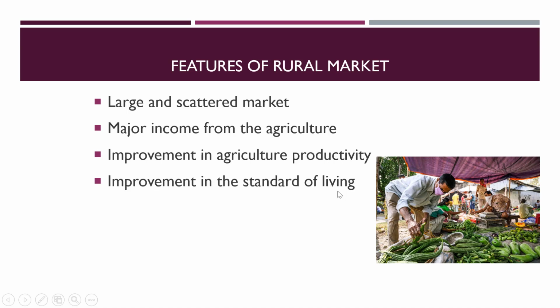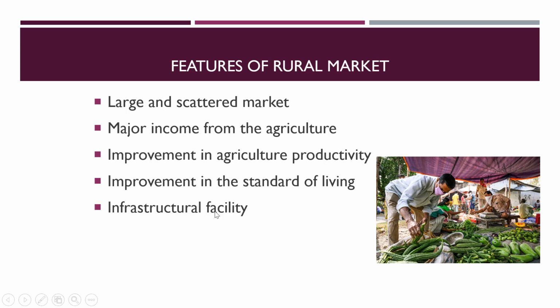Next is improvement in terms of standard of living. As I mentioned previously, there are certain goods, services, even the multinational brands that have reached the rural part, which is leading to improving the standard of living of the people. And the standard of living of the people is leading to increasing the expenditure or spend of the people on goods which are specifically lifestyle goods.